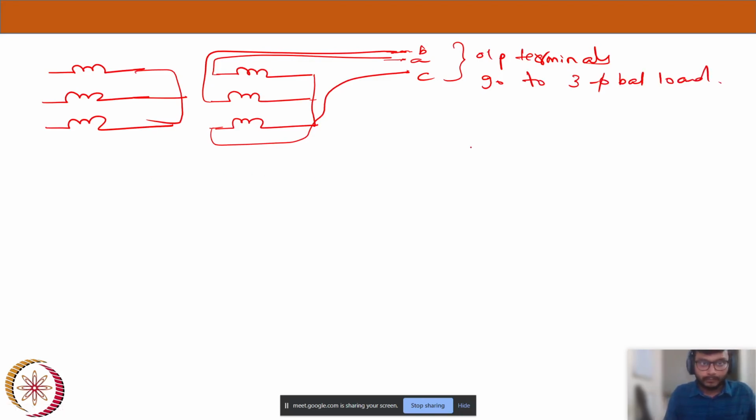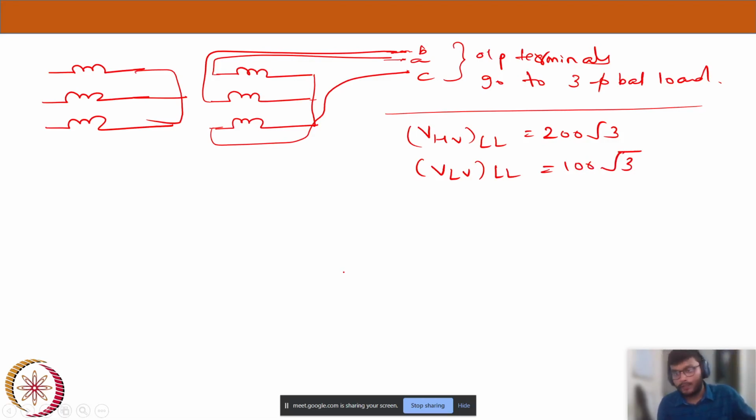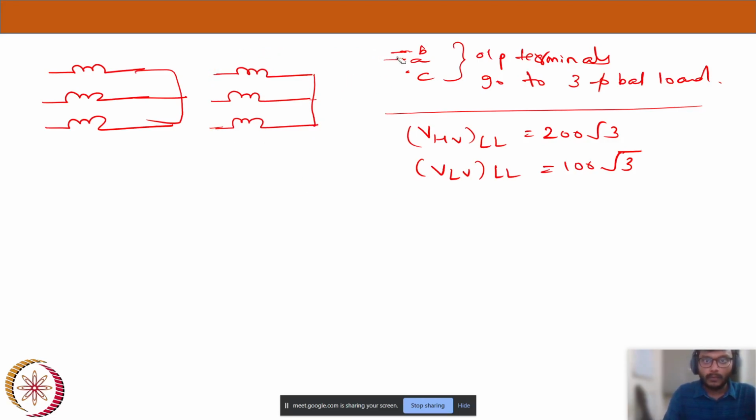Now on the HV side, what is my line to line voltage? It is 200 root 3. Now on my low voltage side, what is my line to line voltage? 100 root 3, because we already know the phase voltages are 200 and 100. Now these are my line to line voltages. Now, let's talk about loading.